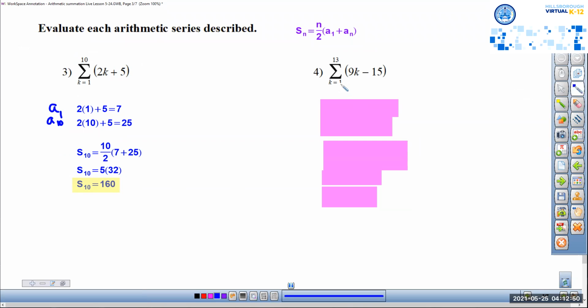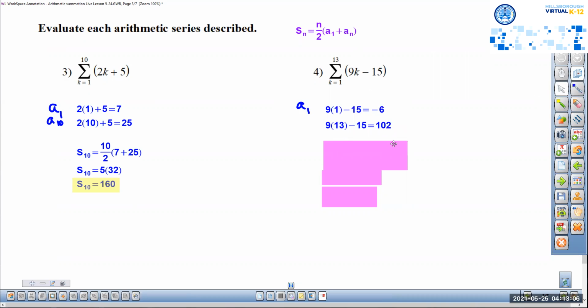Our first term is 1. Our last term would be when K is 13. So substitute 1. 9 times 1 is 9. Minus 15 is negative 6. So there's our first term. 9 times 13 minus 15. And some of these, as you get some higher numbers, you may need your calculator. You may or may not.